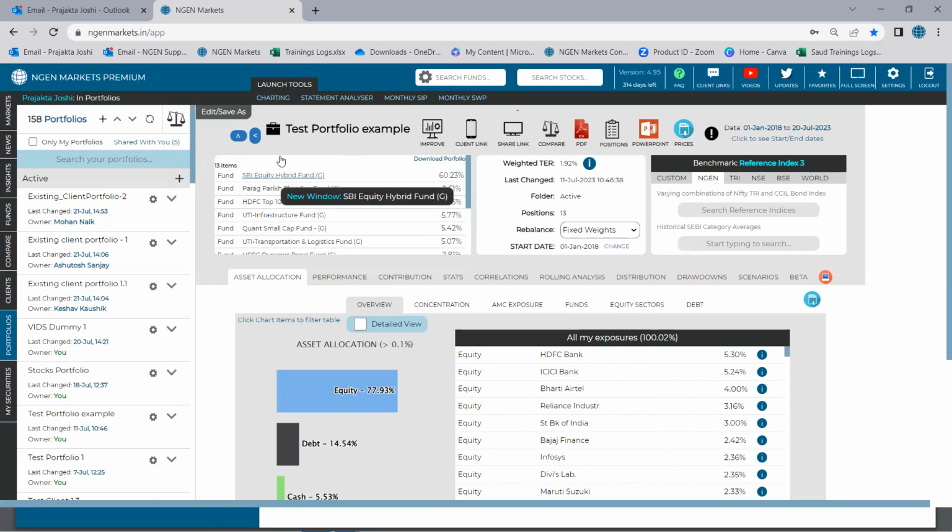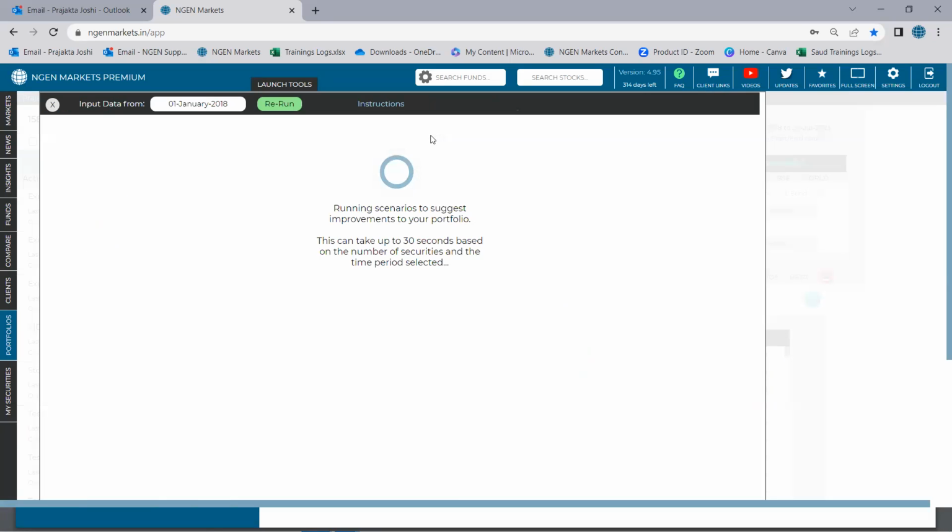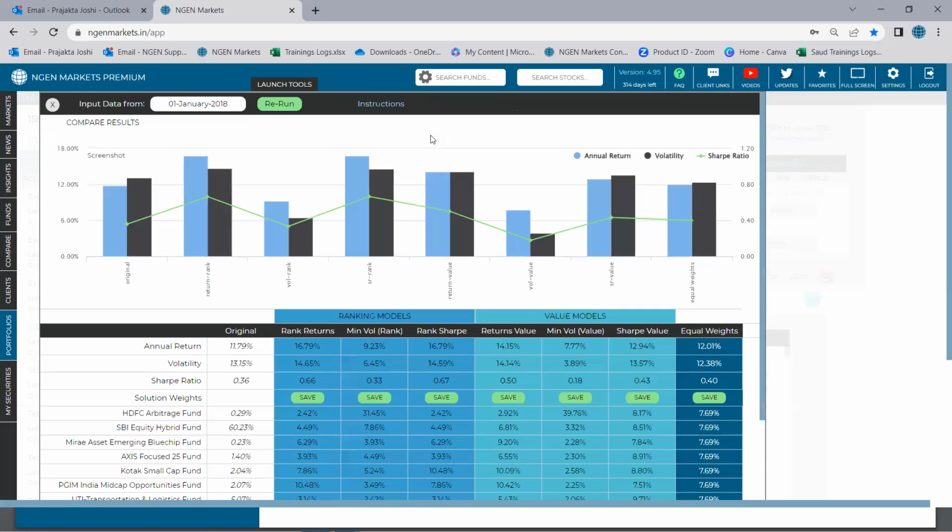Once this is loaded, there are multiple options. Of course, you can analyze the portfolio against the benchmark. All of it is there. But if you want to quickly know what should be the optimal allocation of this portfolio in order to either maximize return, minimize volatility or maximize Sharpe ratio, that really depends upon the client objective that you're trying to address. So typically for an aggressive client, you would like to check what would be the maximum returns that would be generated by the funds in the portfolio, and then allocate accordingly.